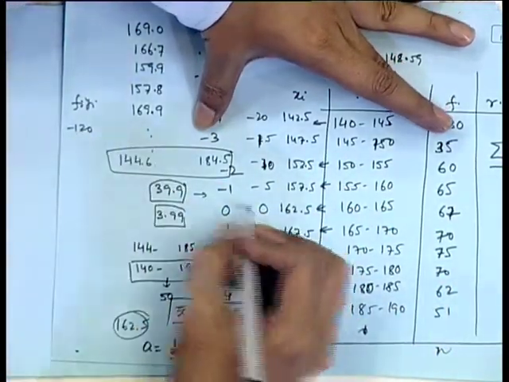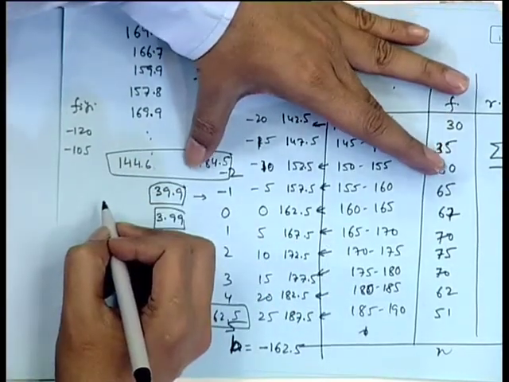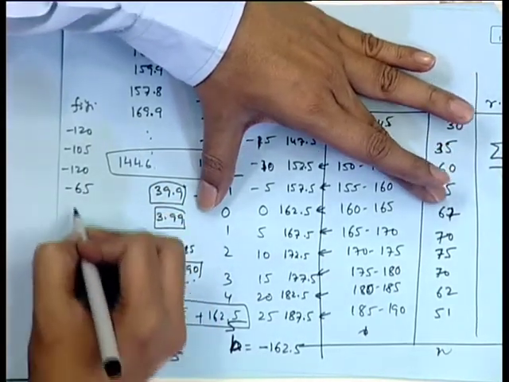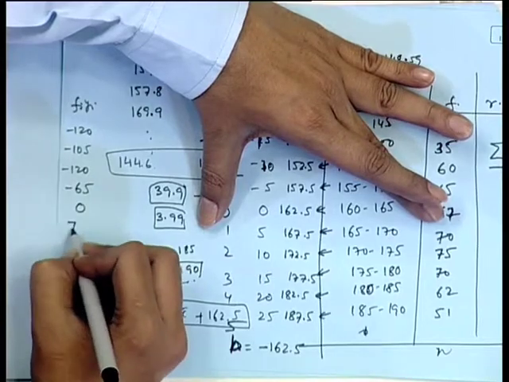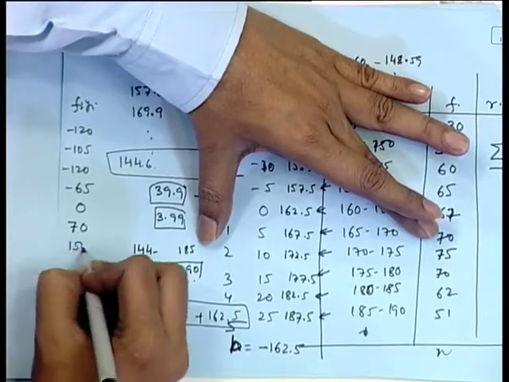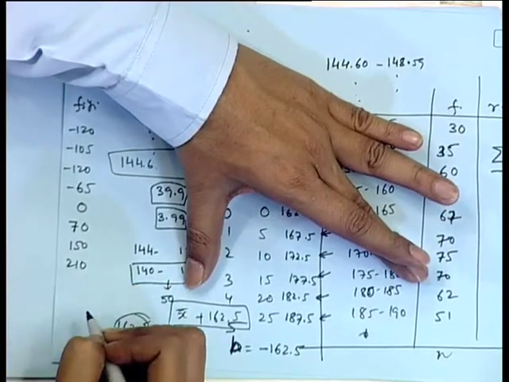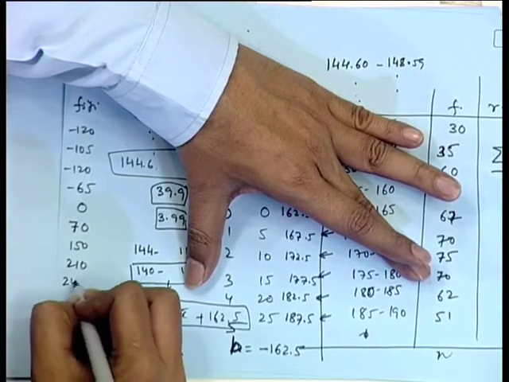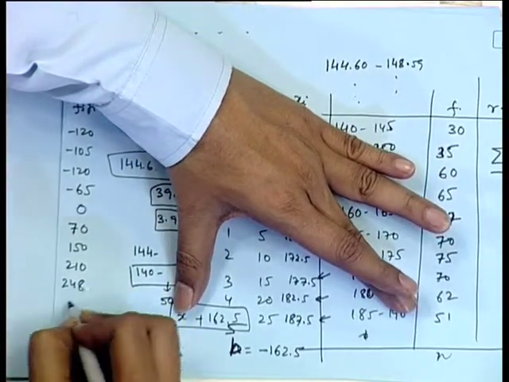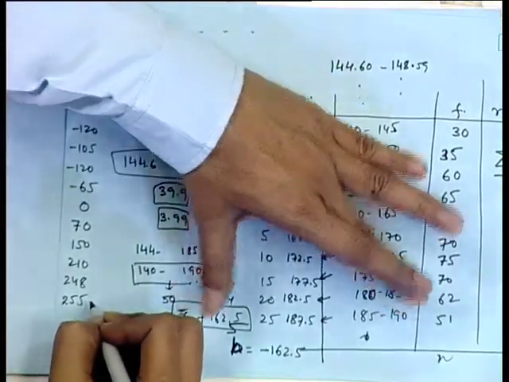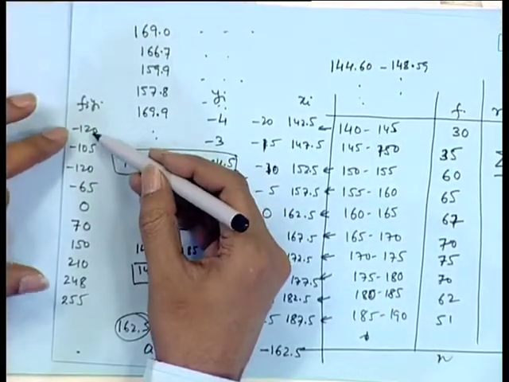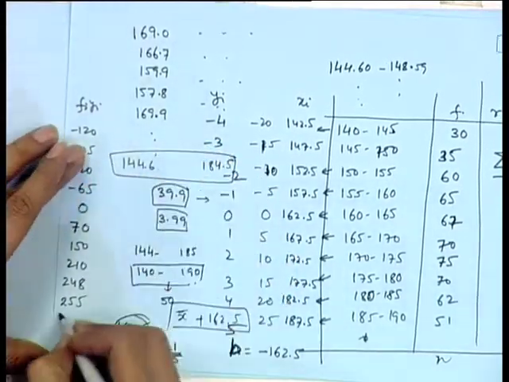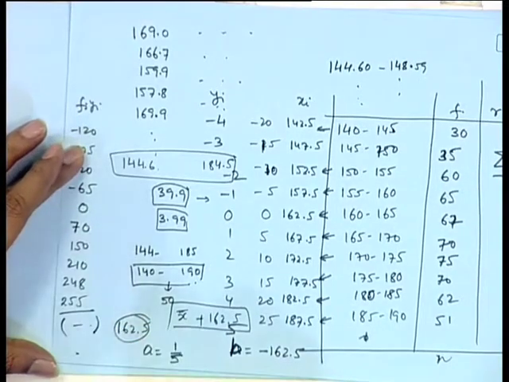So, the numbers can be handled very quickly: 105, then we have minus 120, we have minus 65, we have 0, we have 70, we have 150, we have 210, and we have 62 into 4, that is 248, and then 51 into 5, that is 255. And not only that, there are minus values and there are positive values. So, if you add, many of the values will automatically get adjusted and this total will become a much smaller number.